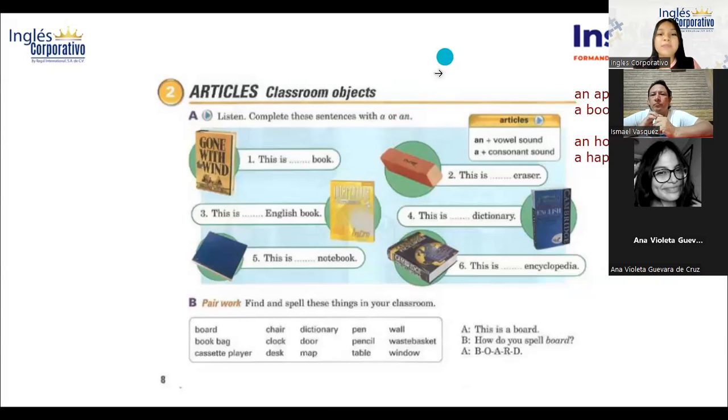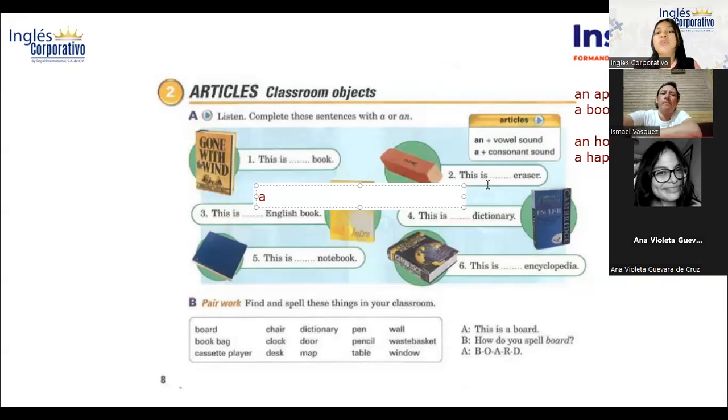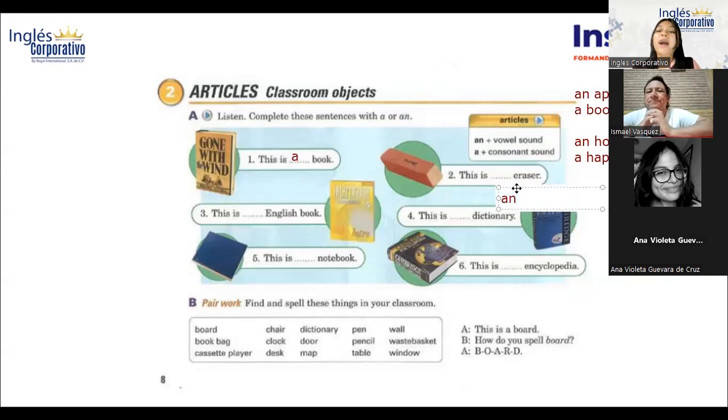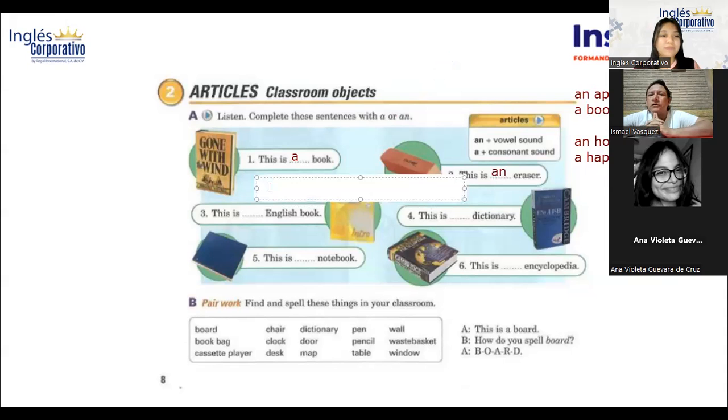Let's put a or an. This is a book. A book. All right. Number two. This is an eraser. Number three. This is an English book. Excellent. Four. This is a dictionary. A dictionary.